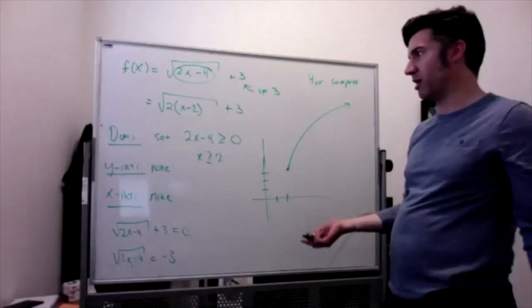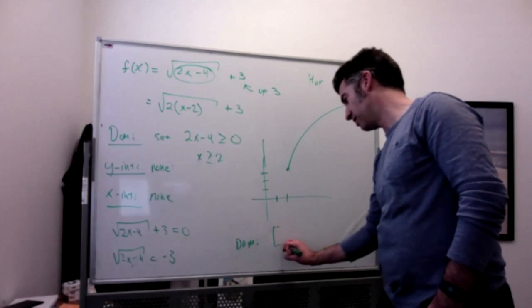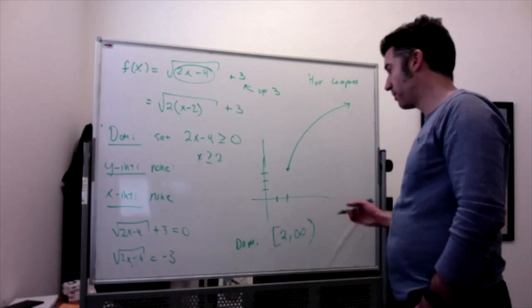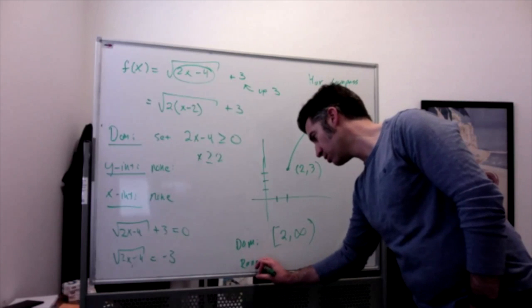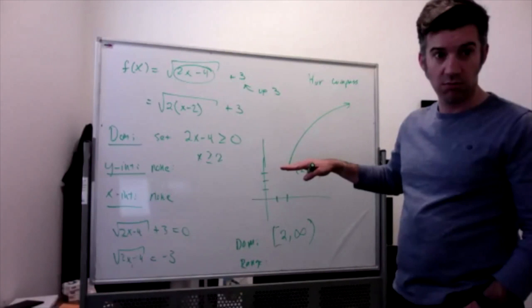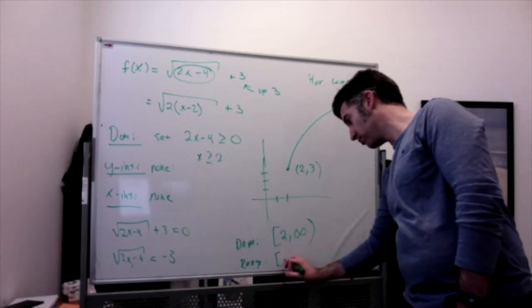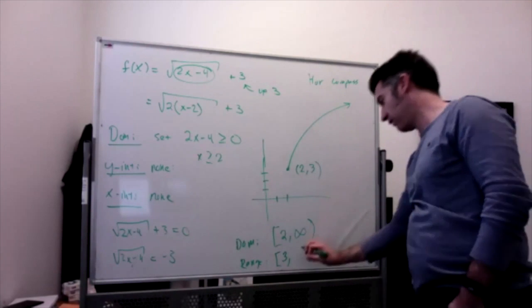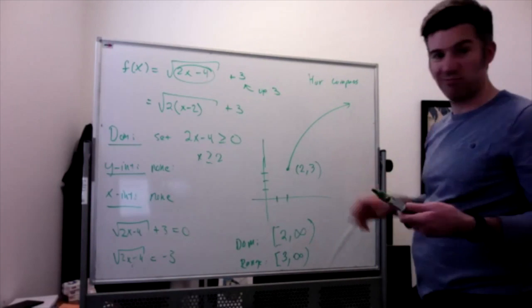Domain. Well, we already know the domain, right? Literally, we found it. The domain is everything bigger than or equal to 2, starting at 2 inclusive to infinity. That point there is (2, 3). So for the range, how low do we go? Three. As low as 3. And then we get all the y values above that. So we go from 3 to infinity. That's it.